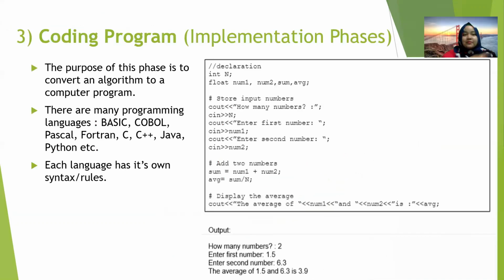Okay guys. So next is the phase 3. Phase 3 is the implementation phase. So kita dah ada perfect problem analysis. Lepas tu kita dah ada modeling, tak kisahlah gunakan pseudocode or flowchart. So now adalah turn untuk awak buat coding. Okay, coding program implementation phases. The purpose of this phase is to convert an algorithm to a computer program. Okay, there are many programming languages: BASIC, COBOL, Pascal, Fortran.